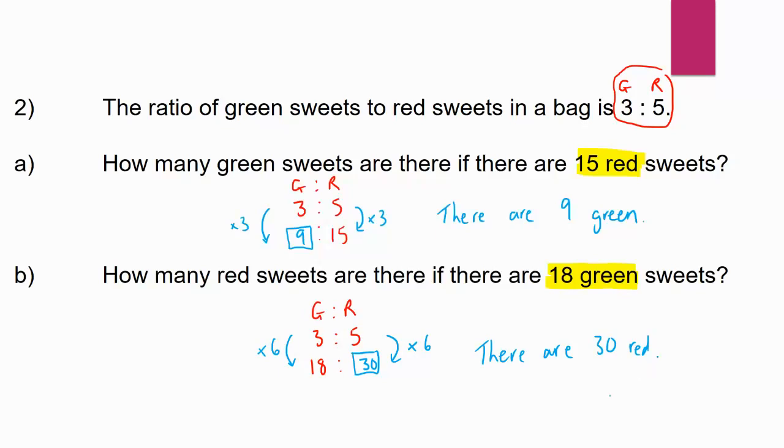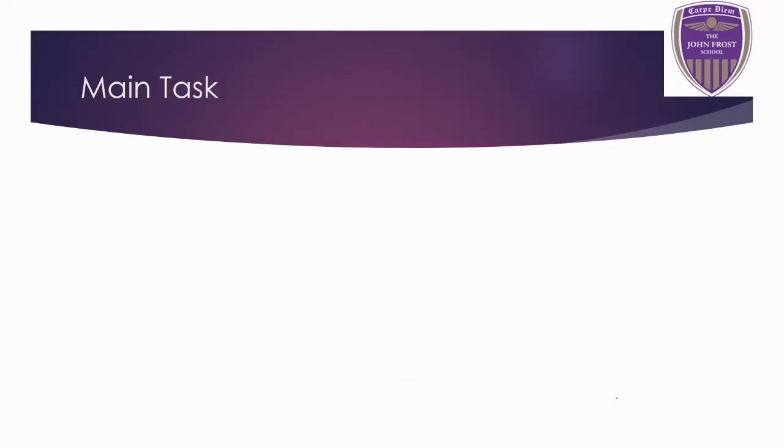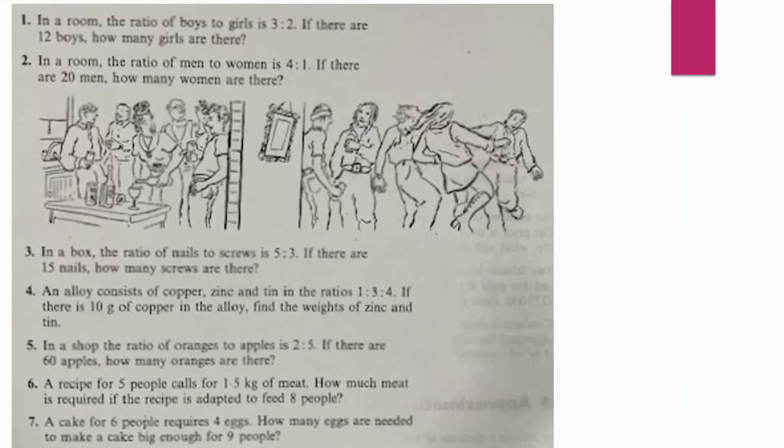Okay. Again, pause the video now and copy down the example. When you're ready, press play, ready for your main task. Okay, so here is your main task. So underline your heading main task. Okay. And these are the questions. Pause the video, have a go. When you're ready, press play, and the solutions will appear.